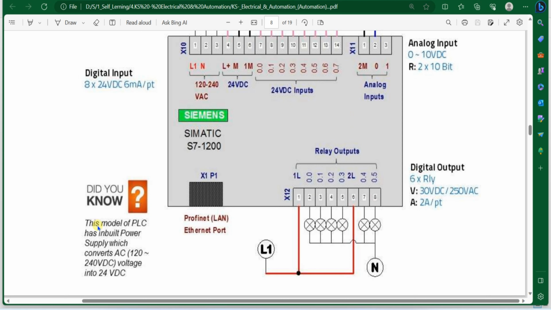Did you know that this model of PLC has an inbuilt power supply that converts AC 120 to 220 volt into 24 volt DC? Means the PLC has an inbuilt AC to DC converter. You know about the AC to DC converter. In the PLC, the AC to DC converter changes the AC supply to a 24 volt DC supply.